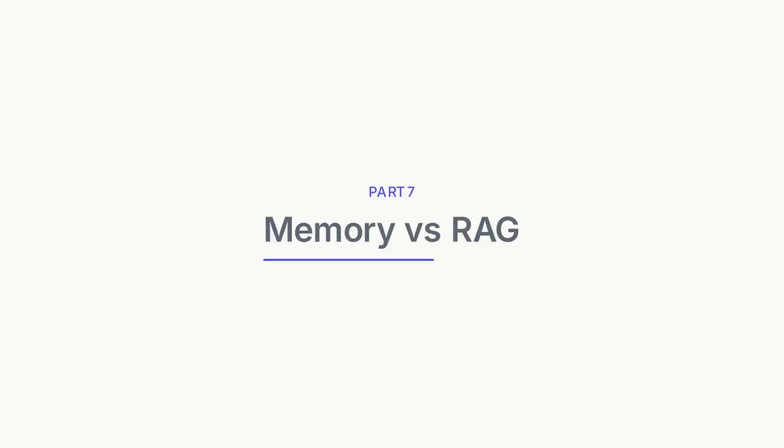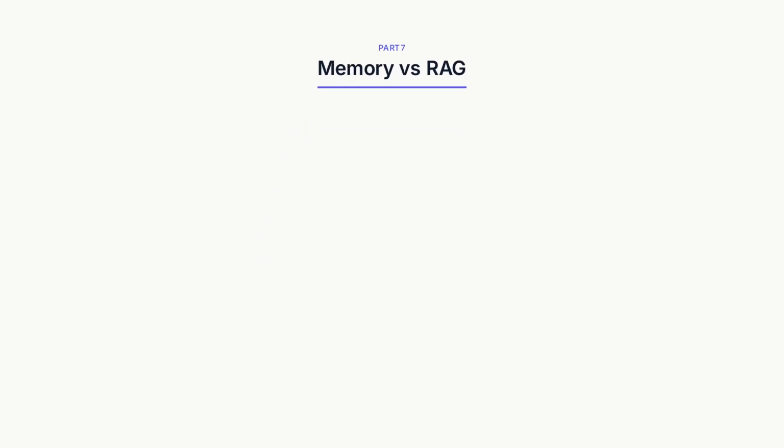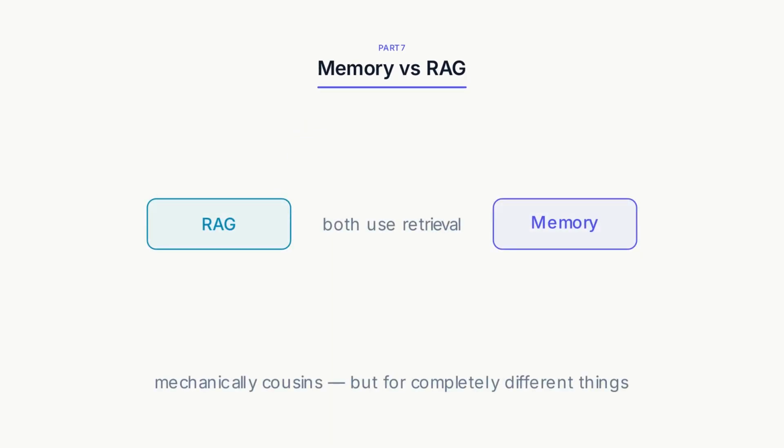Part 7, Memory versus RAG. This trips up almost everyone, and for good reason. Both memory and RAG pull relevant information into the context window using retrieval. Mechanically, they're cousins, but what they're for and where their information comes from is completely different.